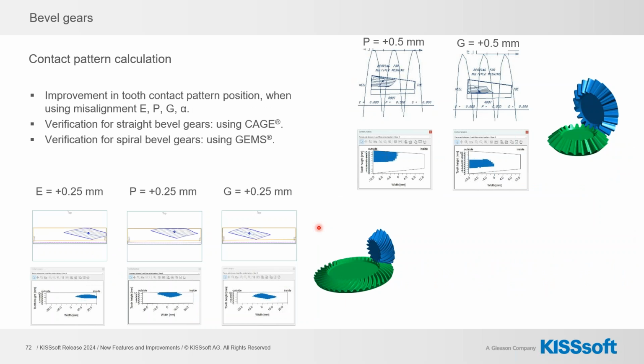Coming back to some more improvements in bevel gears, we also could improve the tooth contact pattern calculation, especially when using misalignment values. We could achieve now a much closer match with the reference software, which is Cage and GEMS in this case, for a straight bevel gear and for a spiral bevel gear. So we are happy to have achieved major improvements in the KISSsoft contact pattern calculation.